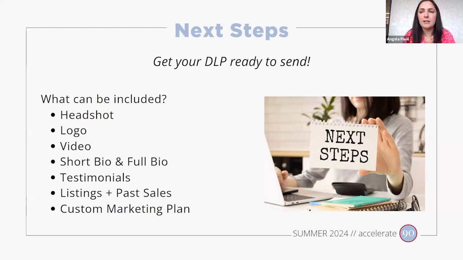All the things that can be included in the DLP are your headshot. Make sure you have one. It's the one you want to have used. If you have a logo, that it's up there. Video. You don't have to have a video between now and next week, but a great video to have, especially if you're not comfortable on video, is to get a client to give you a testimonial from the sell side, from the buy side. Those are fantastic to have. Make sure that your bio is included. Testimonials are in there. Your listings and past sales show up. And if you want to include a custom marketing plan, that you have it ready to go.